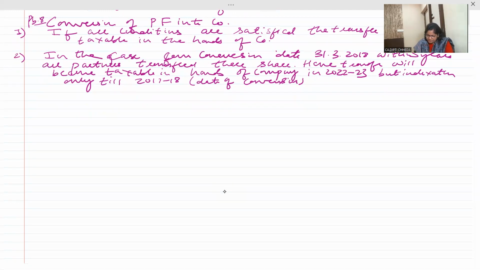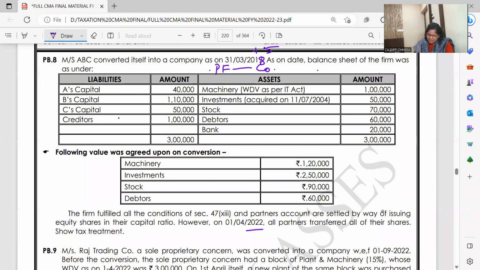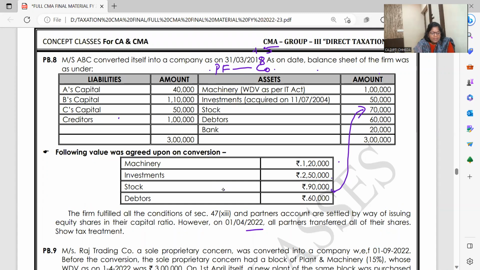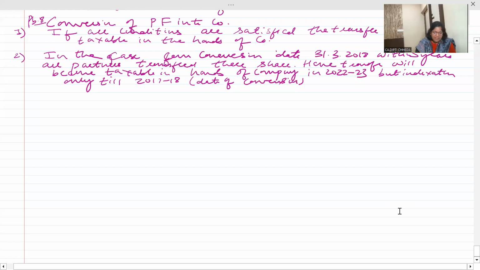And on this, they have also given all the values. Full value of conversion is given. This is 120, this is 250. What will you do with stock? Stock of 70 is taken by 90. So this will be business income for partnership firm only. And the rest of the assets are the same, so there will be no tax on them. So only 2 assets are there which are taxable. And please remember, if the assets taxable are depreciable, always take short-term capital gain without indexation. If they are land or investments, long-term, take indexation. But indexation only till 2018. Okay? Right.